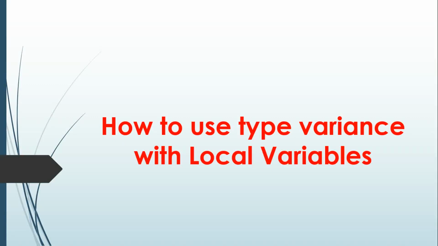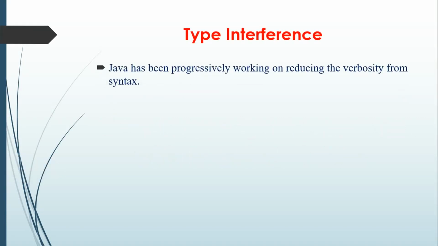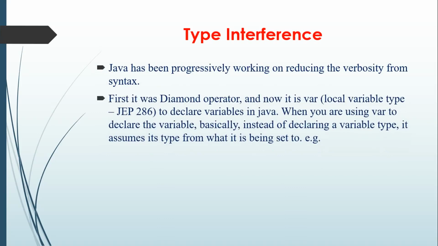In this tutorial, we are discussing how to use type inference with local variables. So what is type inference? Java has been progressively working on reducing the verbosity from syntax. First it was the diamond operator, and now it is the var local variable type to declare variables in Java.